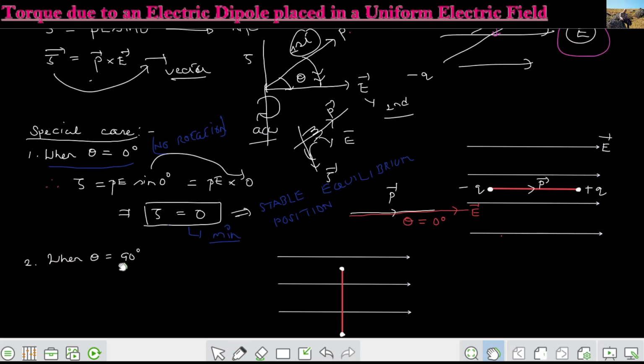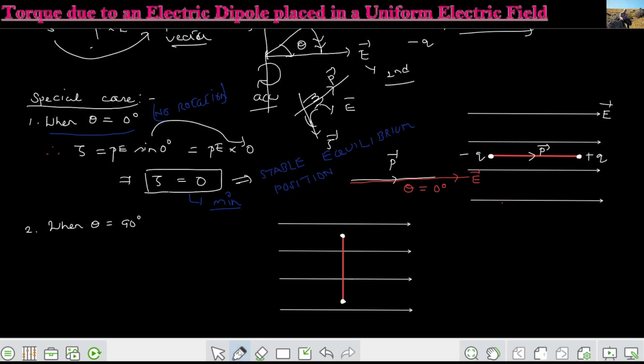Now next, when theta is equal to 90 degrees, how will you find that out? From the next diagram, suppose this is the minus charge and this is your plus charge. The electric dipole moment will always be from negative to positive, so we will write this as P, and all these will be the direction of E.